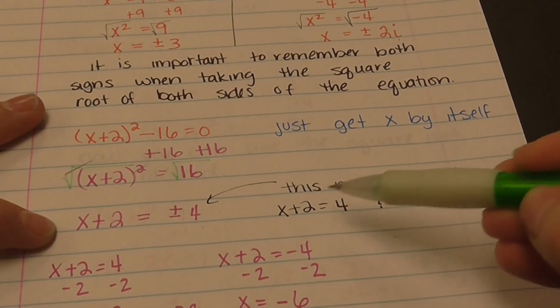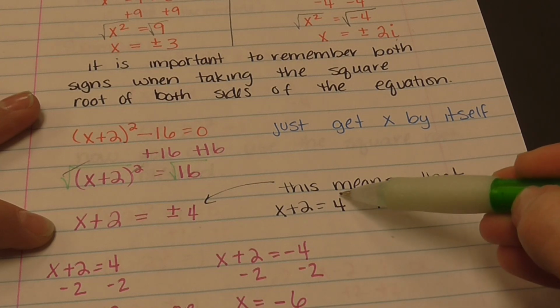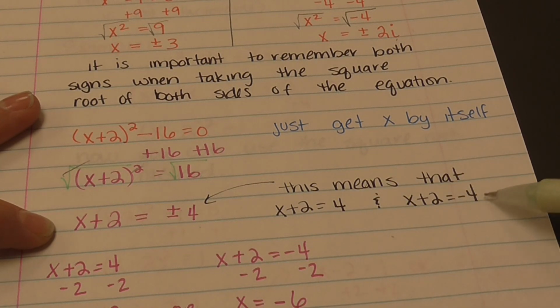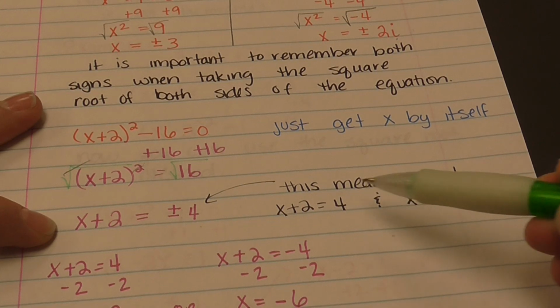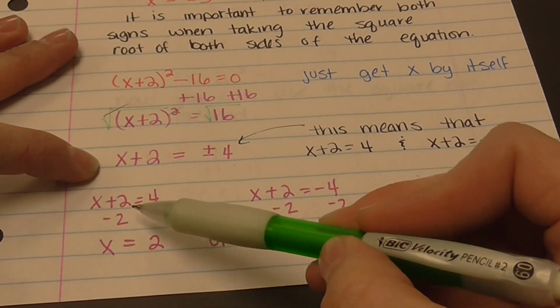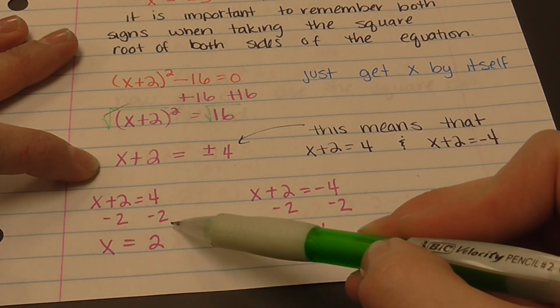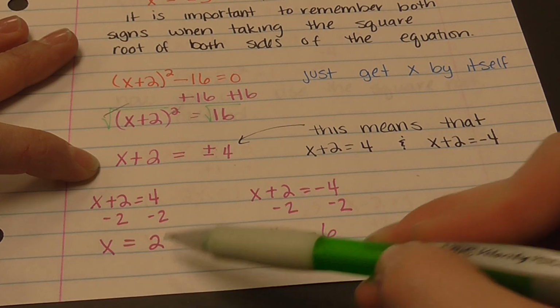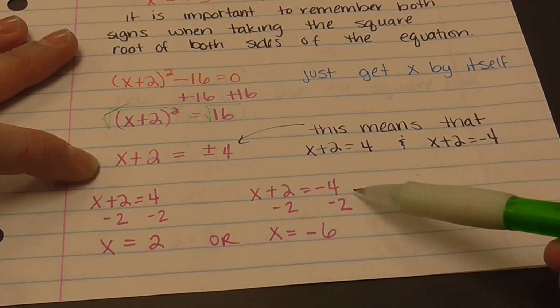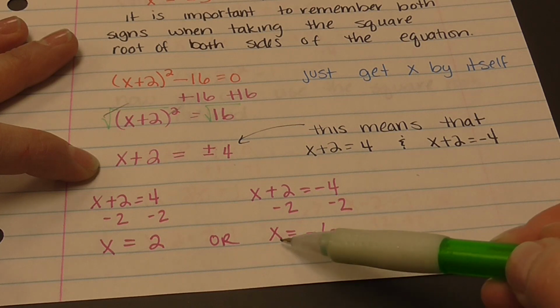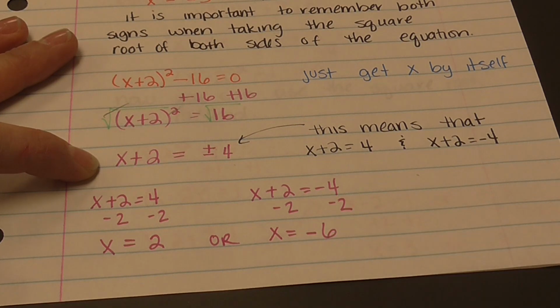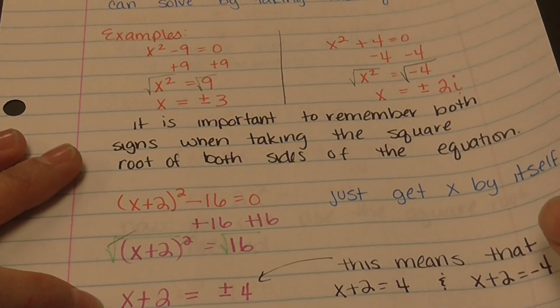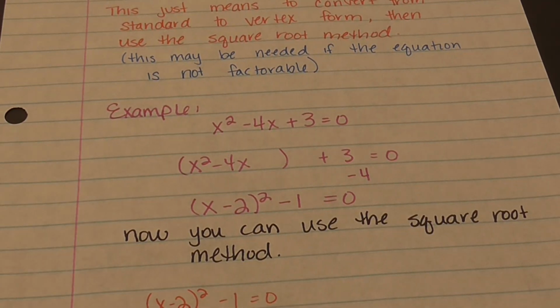That plus and minus means that x plus 2 equals positive 4, and x plus 2 equals negative 4. So I have to treat them as two separate equations. So I get x plus 2 equals positive 4, subtract the 2 from both sides, x equals positive 2. X plus 2 equals negative 4, when I subtract the 2 from both sides, I get x equals negative 6. So both of those are my answers, just like if I would have factored it.